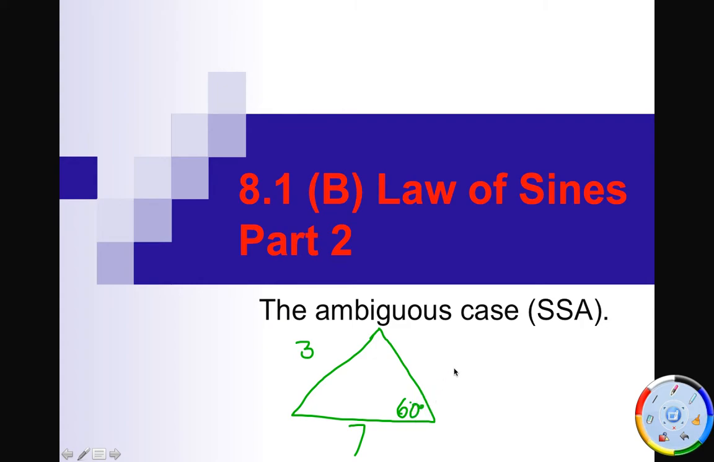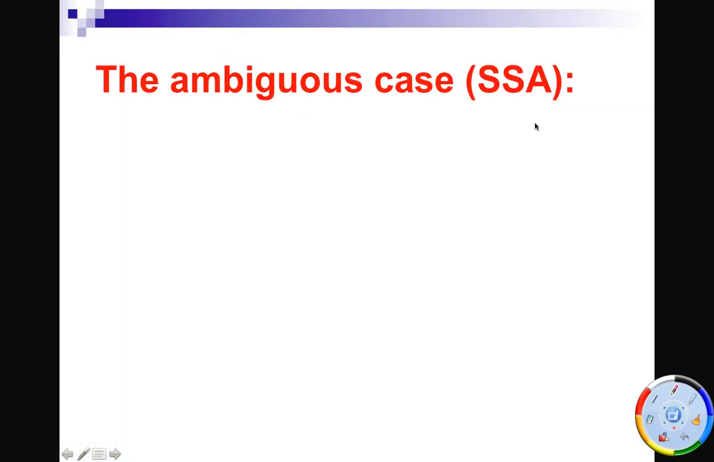This would be the SSA version, and there's some ambiguity here. That's why it's called the ambiguous case, meaning it might not actually even be a triangle. The given information might not be enough information to actually write a triangle. So let's see what this is going to look like.